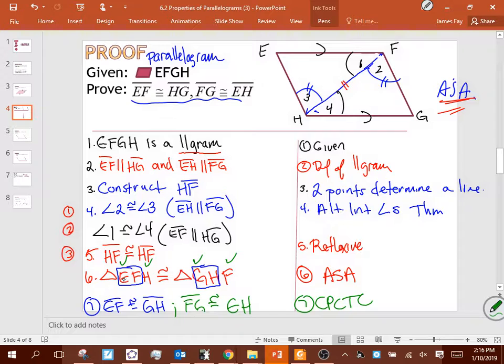Right, so E is the first letter here, right? G is the first letter there, right? So I could say that E is congruent to G by CP-CTC. What kind of angles in regards to their position to one another are E and G? They're corresponding for the triangles.